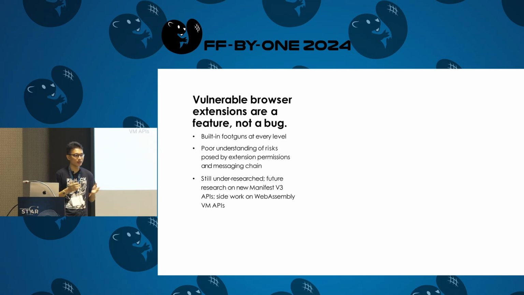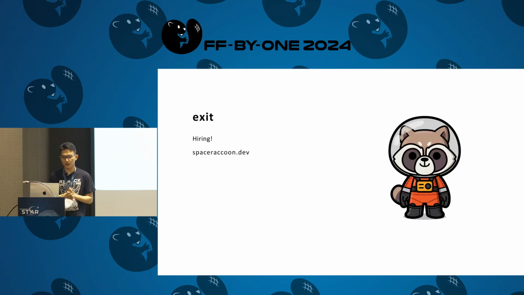I mentioned that as early as 2017, people have been thinking about this. But there's a lot more research that needs to be done on Manifest v3 APIs. Manifest v3 brings about a new set of APIs, a new set of permissions and restrictions, but it also lets in a lot more experimental features, such as maybe the Credential Manager API. There's also some side work I've been doing on WebAssembly VM APIs, but that's still in exploration. So yeah, that's it for the chain.